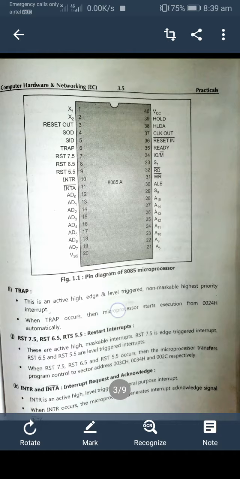pin number 30 ALE, pin number 31 WR, pin number 32 RD, pin number 33 S1, pin number 34 IO/M, pin number 35 READY, pin number 36 reset in, pin number 37 clock out, pin number 38 HLDA, pin number 39 HOLD, and pin number 40 VCC, means the supply voltage required, VCC plus 5 volt.